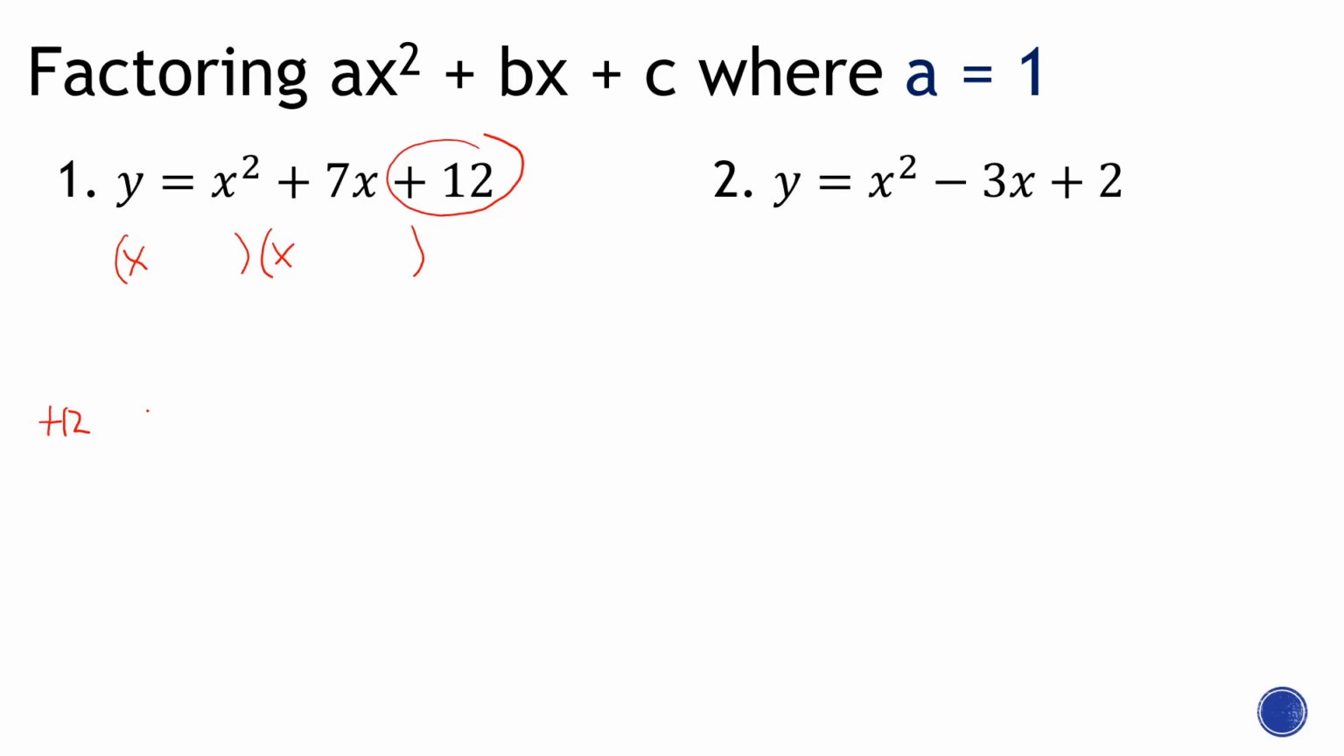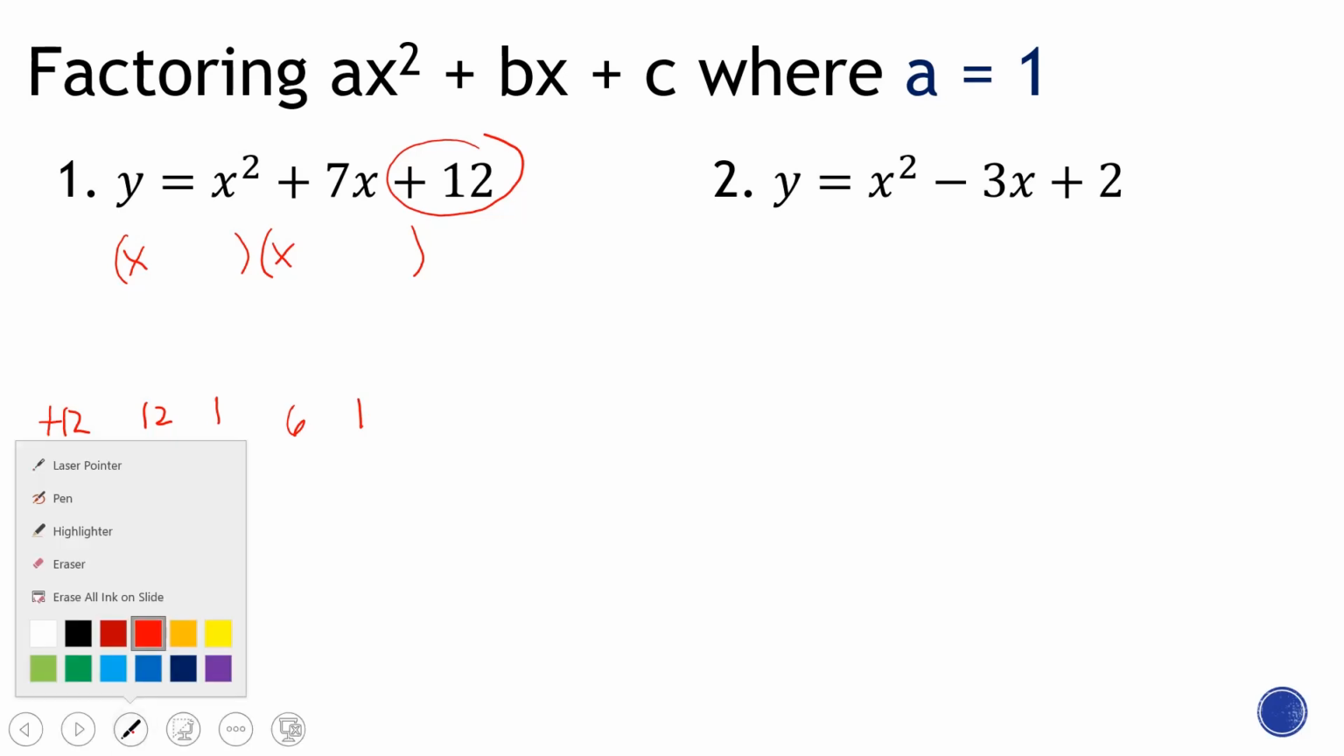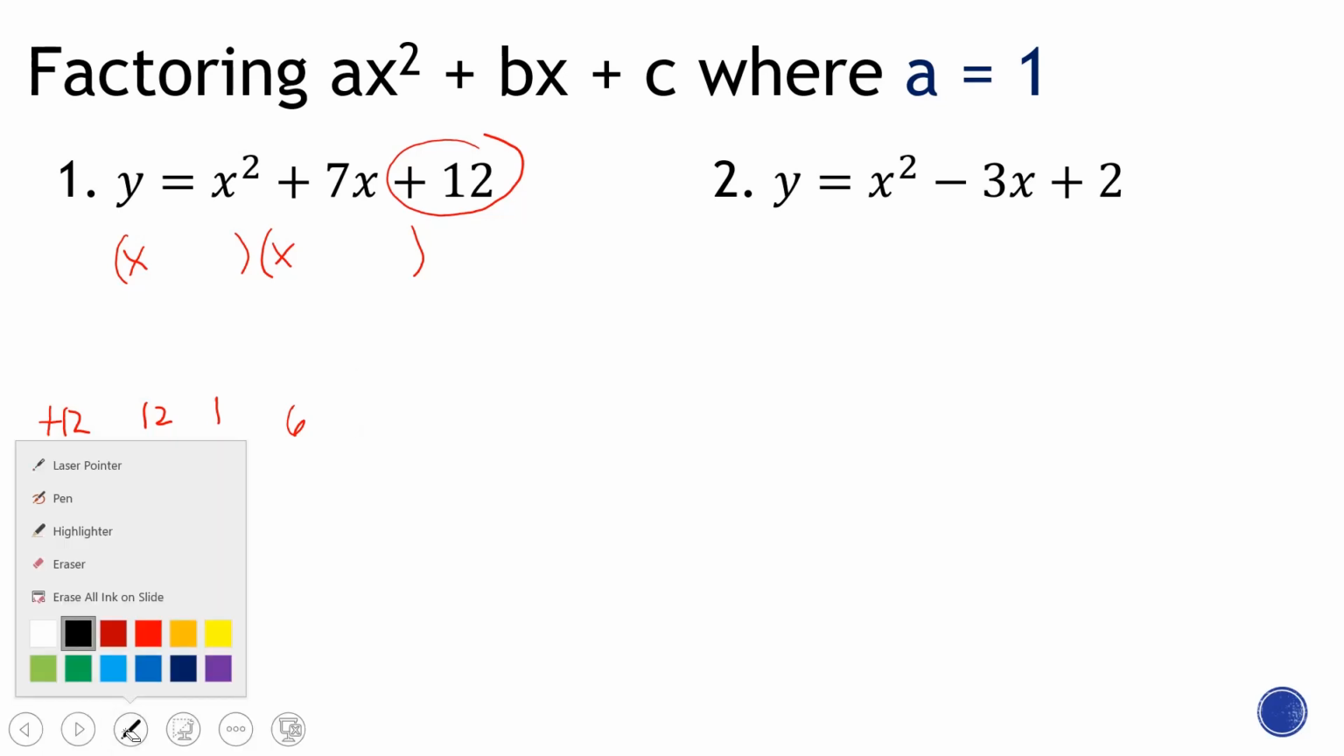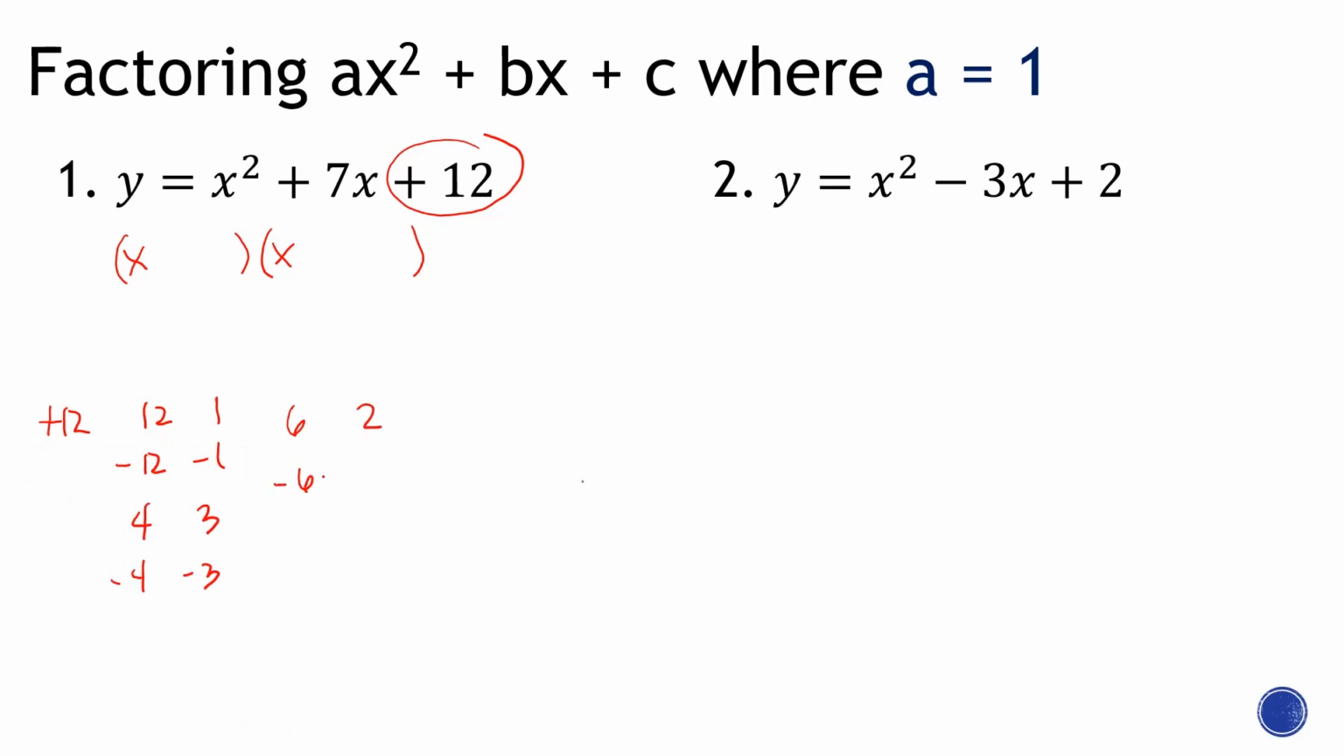We can have 12 and 1, negative 12 and negative 1, 4 and 3, which is 12 also, negative 4 and negative 3, 6 and 2, and negative 6 and negative 2. All of these combinations, if we multiply them, will be equal to 12.